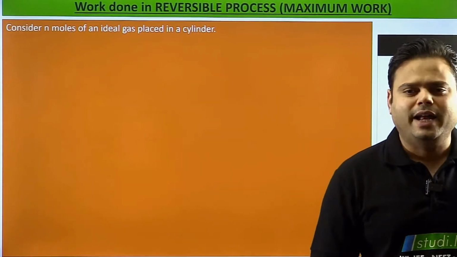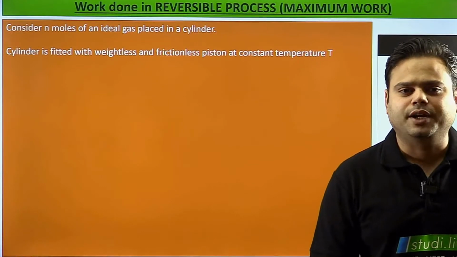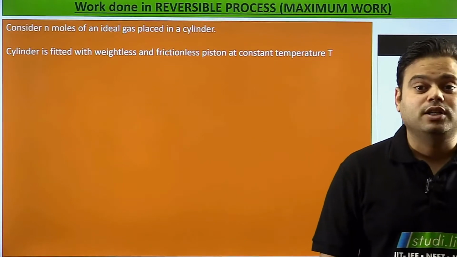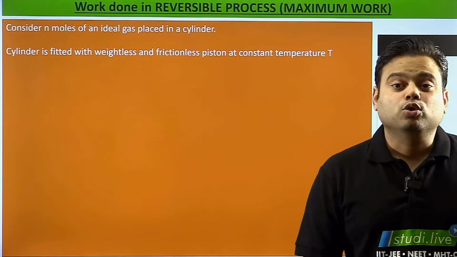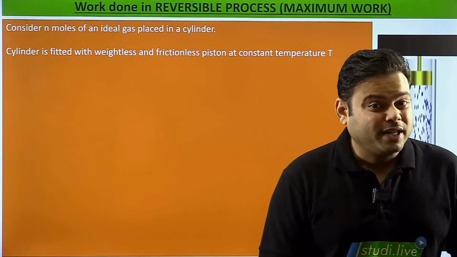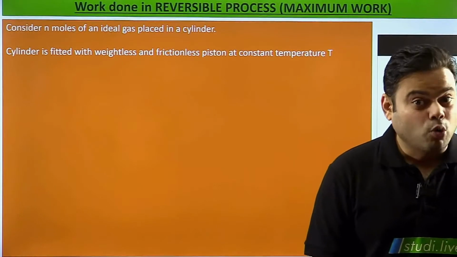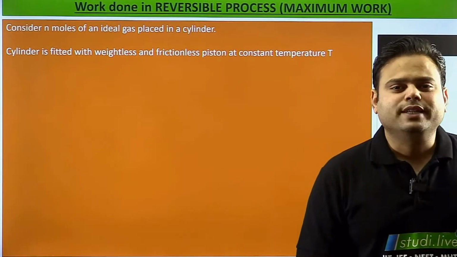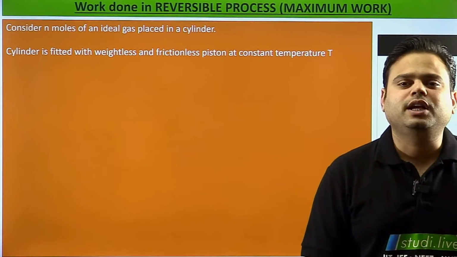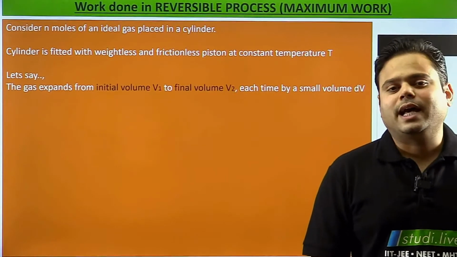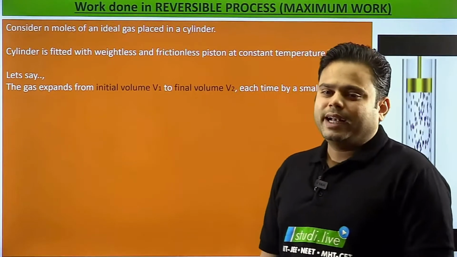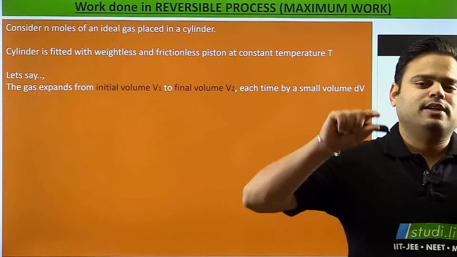So here n moles of an ideal gas is taken into a cylinder. Now this cylinder is fitted with a weightless and a frictionless piston at a constant temperature T. हम किसी भी फैक्टर को चेंज नहीं होने दे रहे हैं जो हमारे गैस के वॉल्यूम या प्रेशर या गैस के किसी भी मेजरेबल क्वांटिटी को अफेक्ट करे. So it's a weightless and a frictionless piston at a constant temperature T. Now let us say that the gas expands from initial volume V1 to final volume V2, and each time this gas expands by a small volume dV.